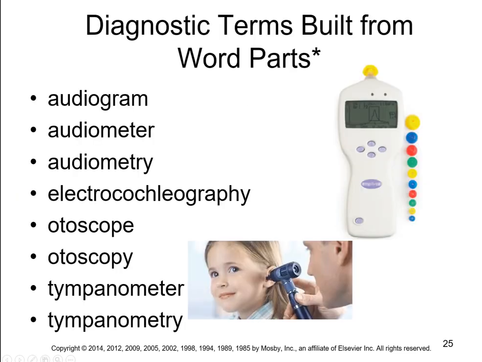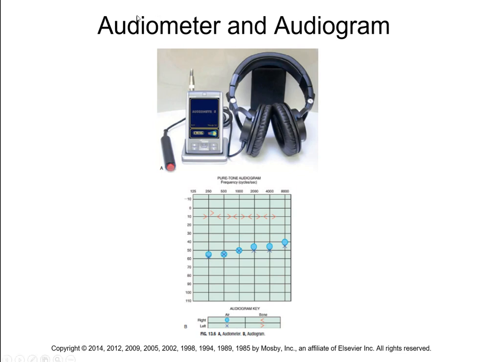So these are some diagnostic terms. This is how we diagnose the types of issues that might occur in the ear: an audiogram, audiometer, audiometry, electrocochleography, otoscope, otoscopy, tympanometer, and tympanometry. This is an audiometer, and this is the audiogram that is created from the audiometer.